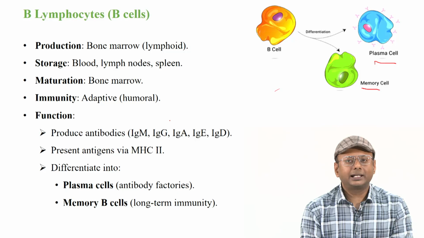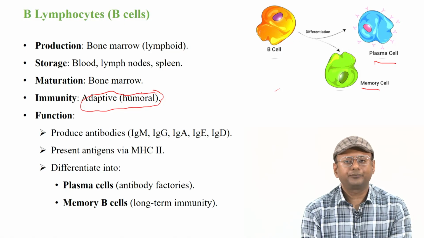All these B lymphocytes have a very important role to play in the adaptive or humoral immunity of our body. As you know, B cells generally produce antibodies in response to antigens, and there are several classes of antibodies like IgM, IgG, IgA, etc. These act to neutralize those antigens and remove the infection from our body.